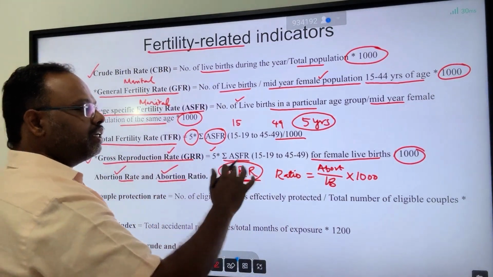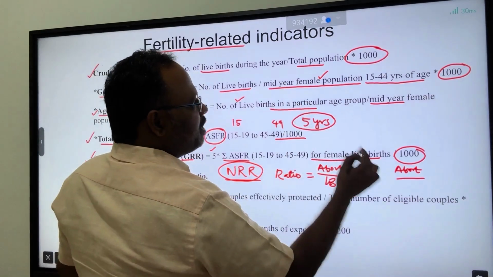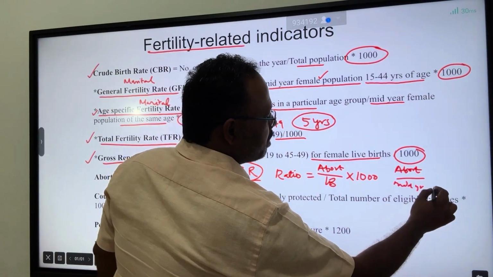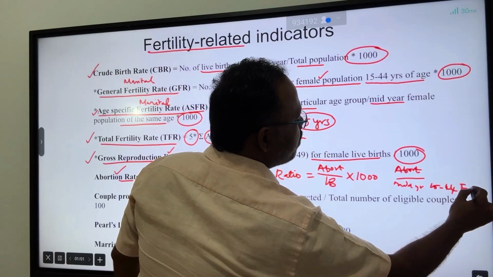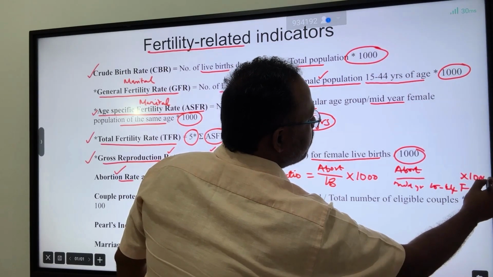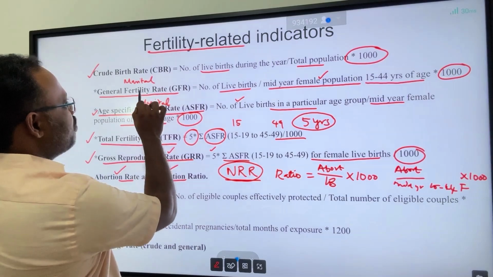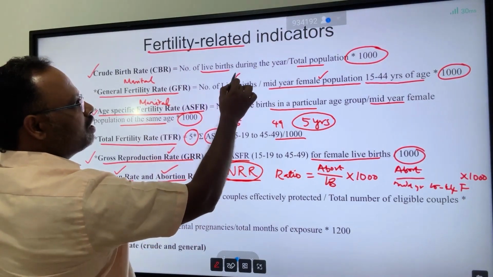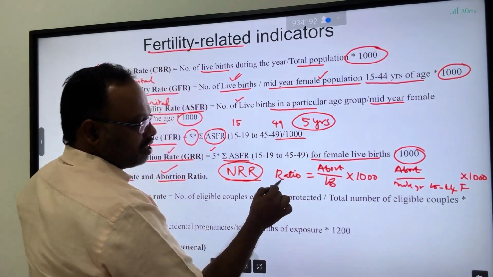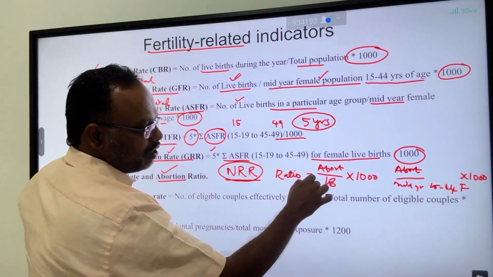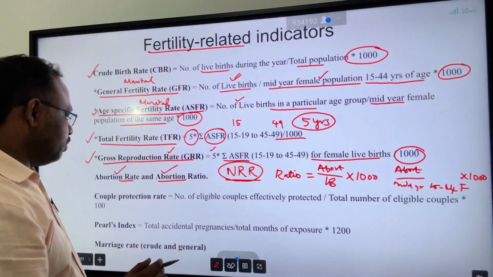Whereas abortion rate is the total number of abortions divided by the mid-year female population of reproductive age group, that is 15 to 44 years, expressed per 1000. That is nothing but the general fertility rate, where we replace the total number of live births with abortions, and you get the abortion rate. Abortion ratio is the total number of abortions divided by the total number of live births into 1000. That is abortion rate and ratio.